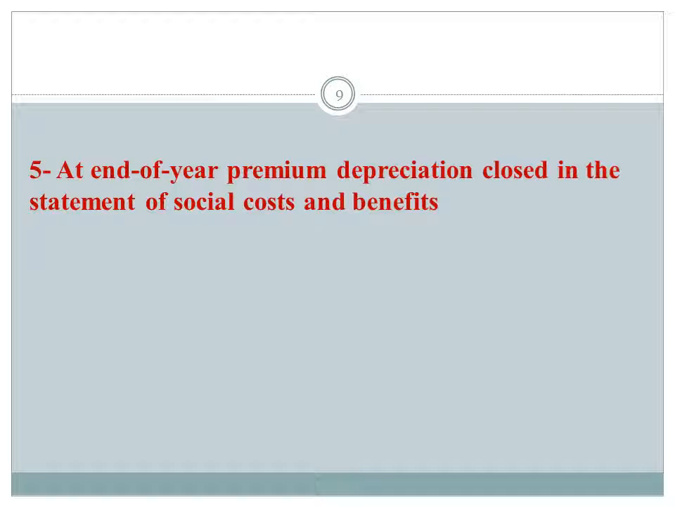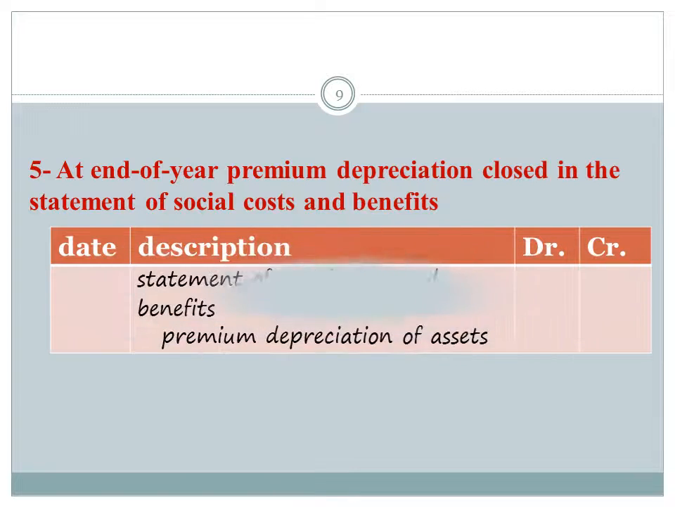5. Depreciation expense is closed in the statement of social costs and benefits as an expense. So we will prepare financial statements at the end of the year. Depreciation will be an expense in the statement of social costs and benefits. So the entry will be: we debit the statement of social costs and benefits and close the depreciation expense of the asset on the credit side.